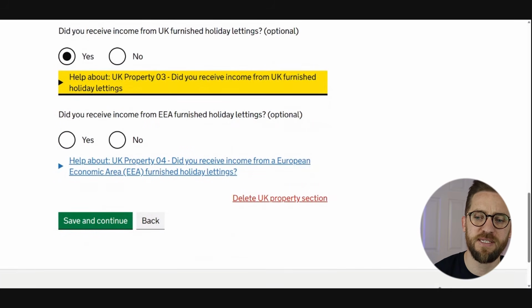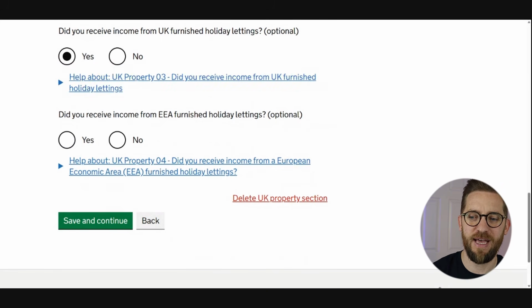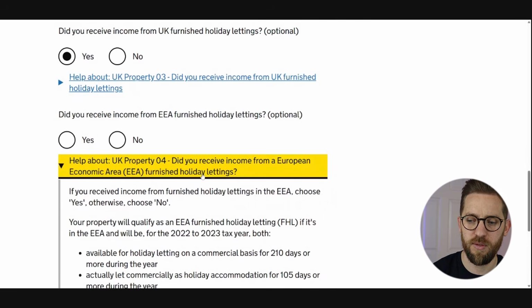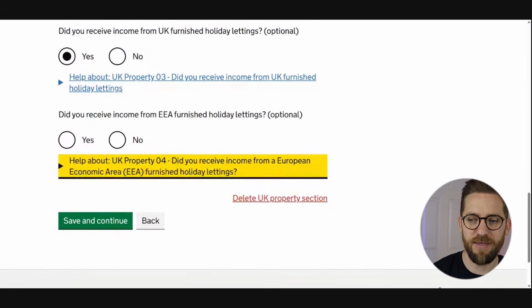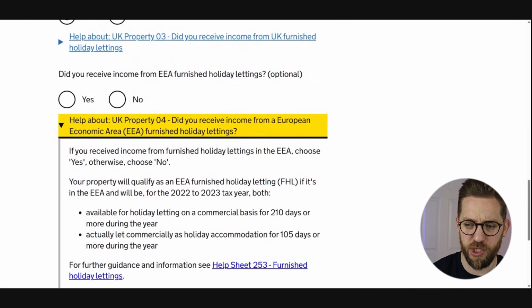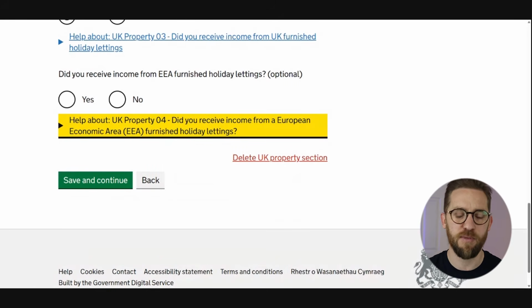The last one is, did you receive income from EEA furnished holiday letting? Again, furnished holiday let, similar criteria, all below here. But EEA is the European Economic Area, so you can look up the list. I think HMRC do provide you a list in their help sheet of countries that fall within the EEA. It's most of Europe.